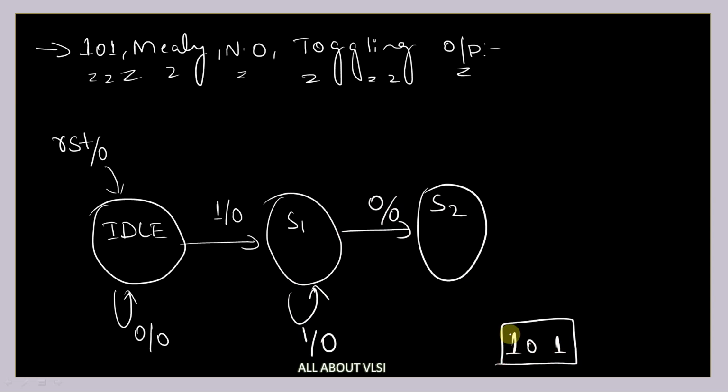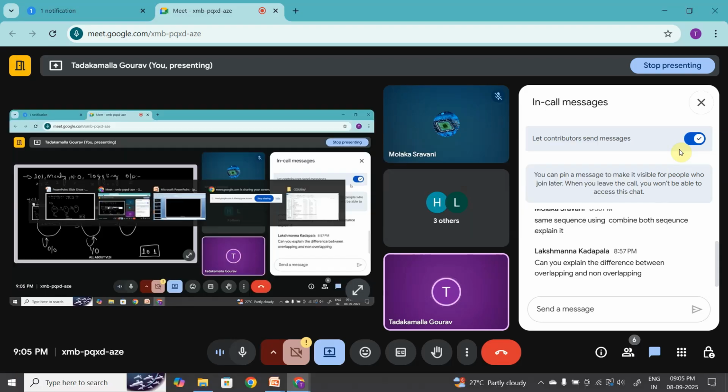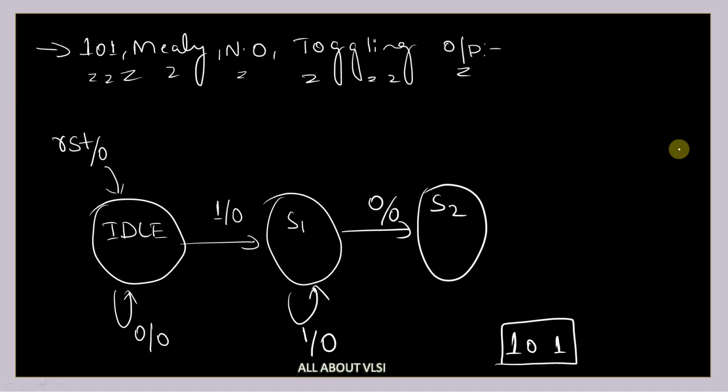Now, which state should you go to? Should you go to idle state or to S3 state? Can anyone tell me? If I am in S2 state, I have the sequence 1, 0, and if I get one more 1, my pattern has been detected. Which state should I go to? Previously, I was going to idle state, non-overlapping.